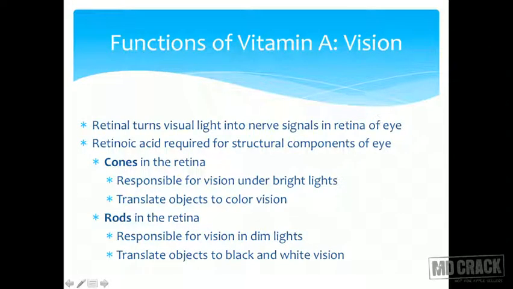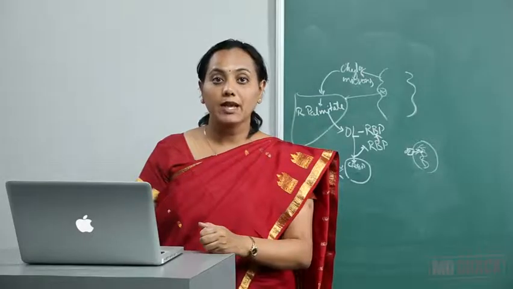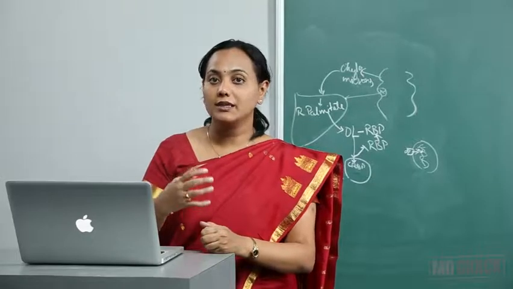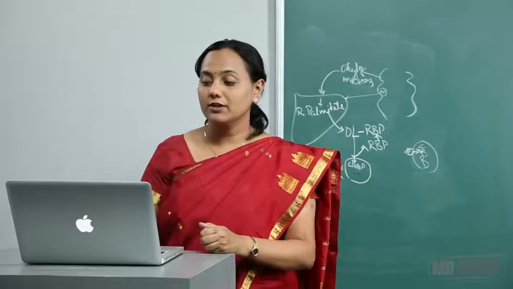Now within the retina we have two types of cells, rods and cones. What do the cones do? They are responsible for vision under bright lights and they translate objects to color vision, whereas the rods are responsible for vision in dim light and translate objects to black and white vision. So in dim light you cannot make out which color anybody is. You can just make out that there is a figure there. It is mainly black and white vision, especially in the dark, but you can make out that somebody is there.